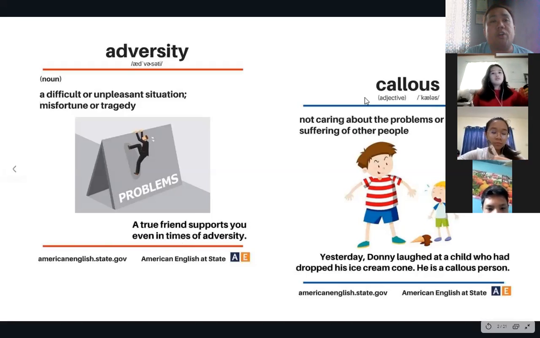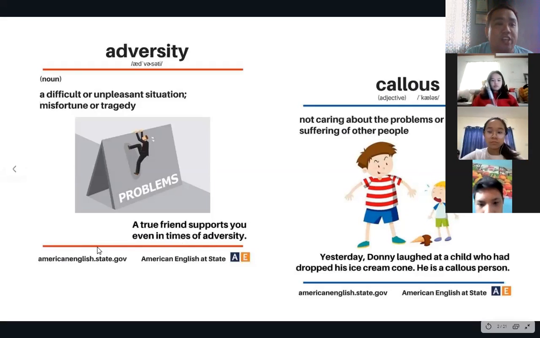The second word is callous. Callous meaning not caring about the problems or suffering of other people. Walang pakialam sa paghihirap ng iba. Okay, meron ba kayong ganyan kilala? Yung parang even if you're in classroom and you are expressing sadness or deep sorrow, tapos meron ka mga classmate na manggugulo or mabubuli, not respecting your situation, and that's what we mean by callous.